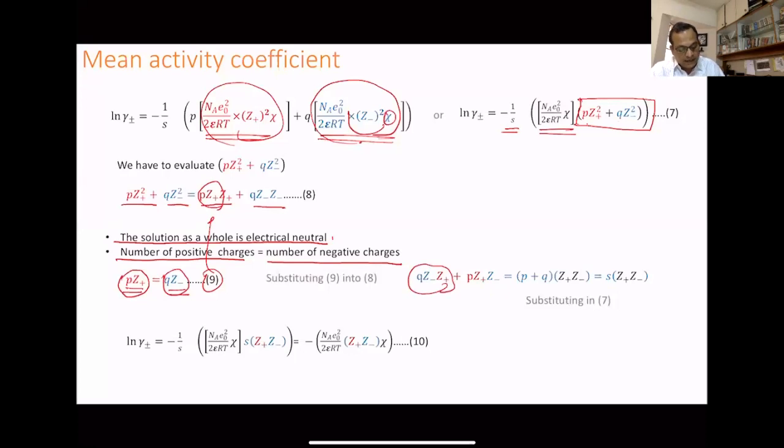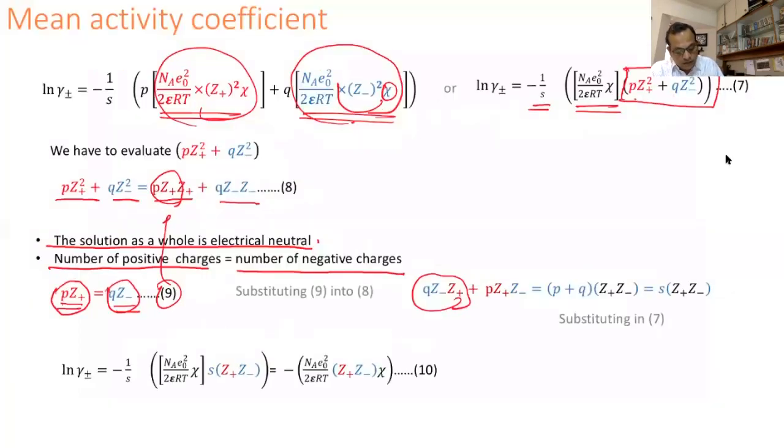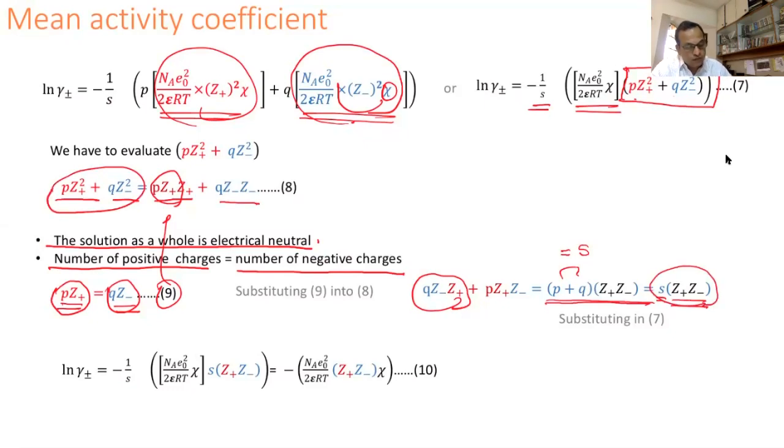What I get basically is P plus Q, z plus z minus. Simple algebra is there actually here. You can work it out at home. So what is P plus Q? P plus Q is nothing but equal to S. So this is S z plus into z minus. So my P z plus z minus is equal to S z plus z minus. Simply I substitute the value into this above equation.